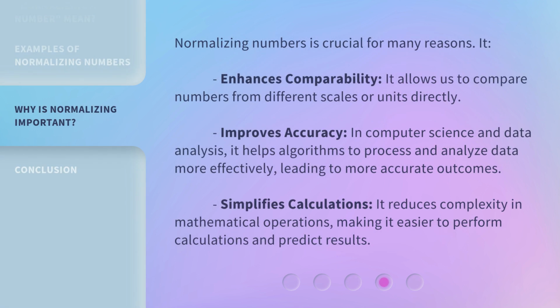Normalizing numbers is crucial for many reasons. It enhances comparability. It allows us to compare numbers from different scales or units directly. It improves accuracy. In computer science and data analysis, it helps algorithms to process and analyze data more effectively, leading to more accurate outcomes. It simplifies calculations. It reduces complexity in mathematical operations, making it easier to perform calculations and predict results.